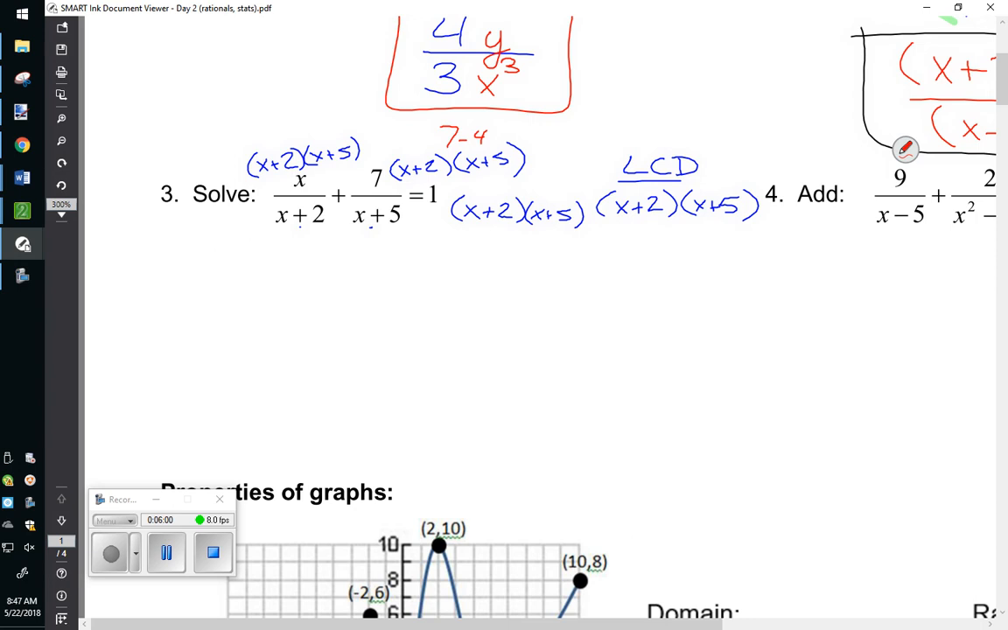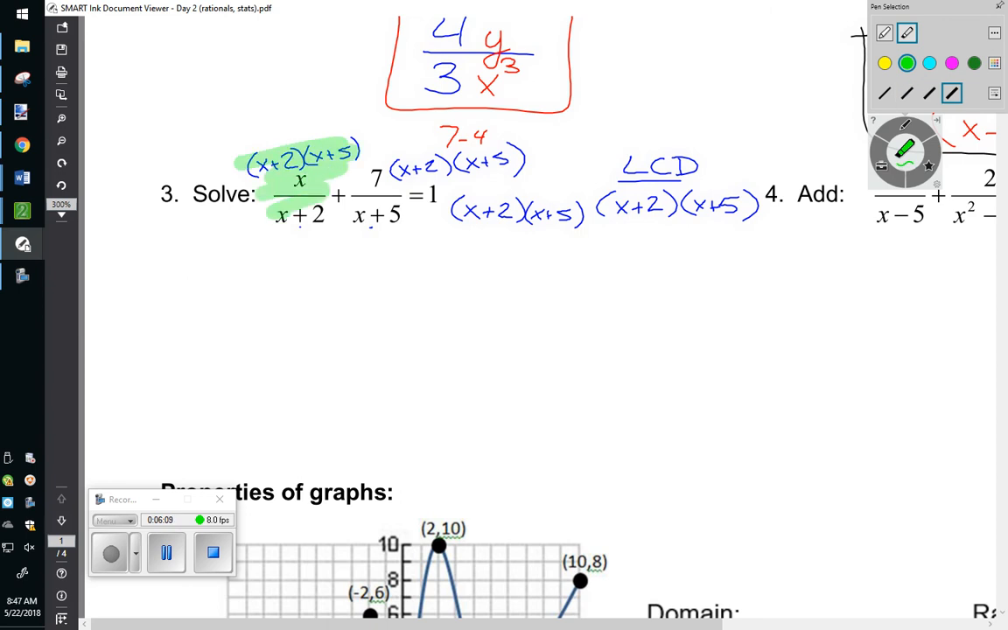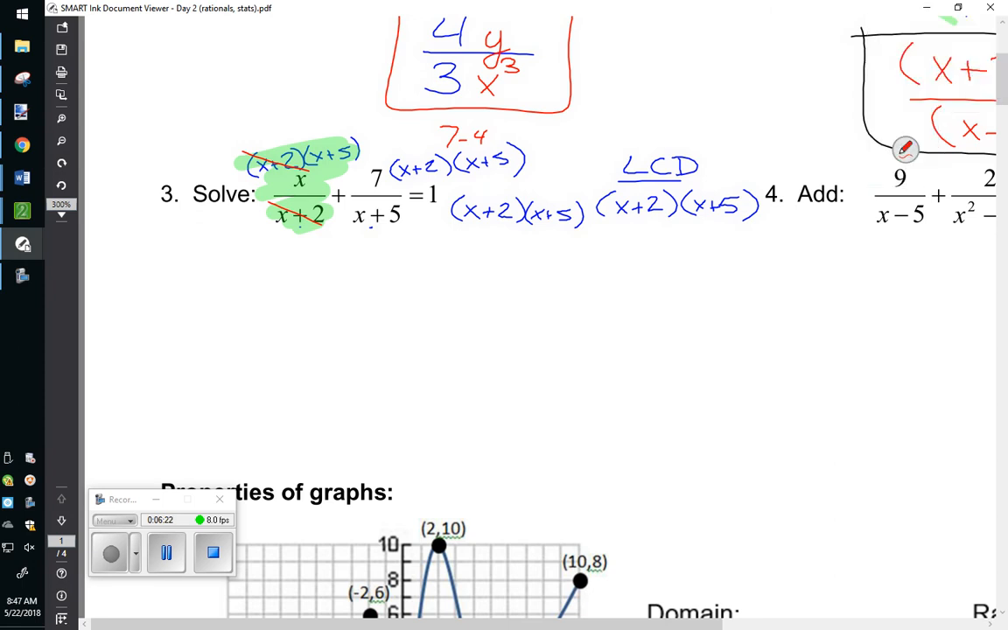So, Sammy, what can I do with that first fraction right here? The X plus 2s. I've got an X plus 2 and an X plus 2 right there. Good. Those cancel. What am I going to have to do with that X and X plus 5 then? We're going to have to distribute. So X times X is X squared, and then X times 5 is plus 5X. She simplified that first one.